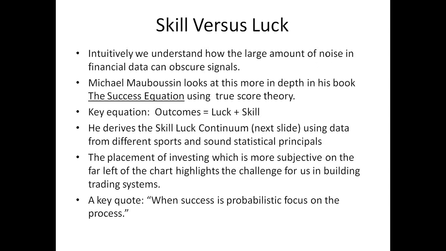The first key theme that we're going to talk about today is luck versus skill. I think intuitively we understand that there's a large amount of noise in financial data. Michael Mauboussin really has looked at this in more depth in his book, The Success Equation, and what he uses is a key equation from true score theory that looks at outcomes, and when we talk about outcomes, we're talking about financial results, and divides that into luck and skill. And let me flip to the next slide.